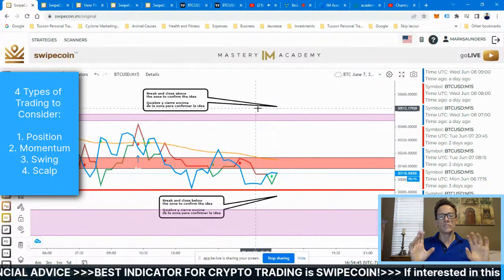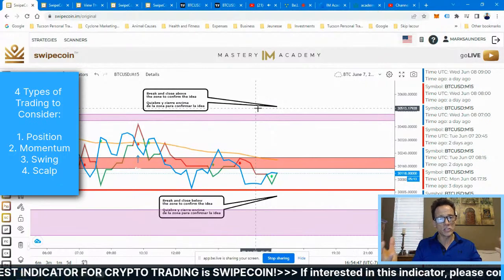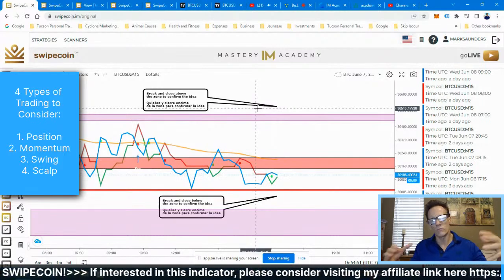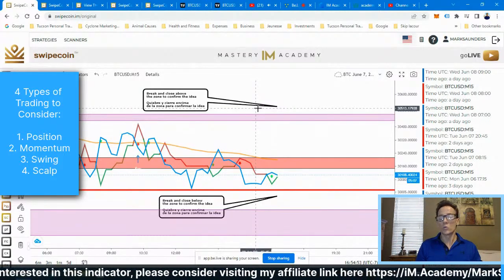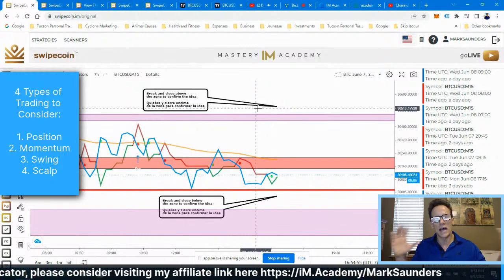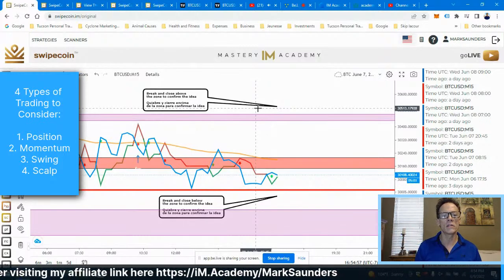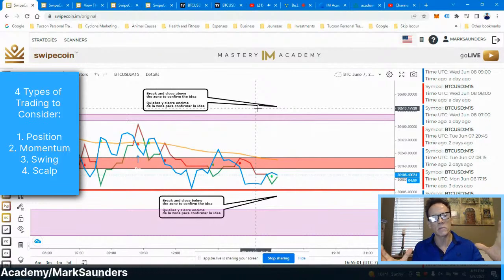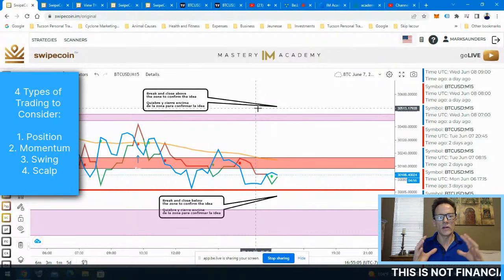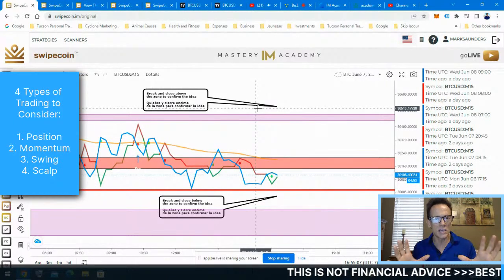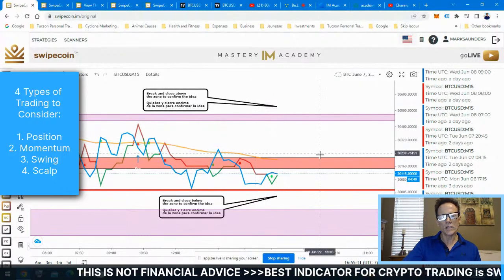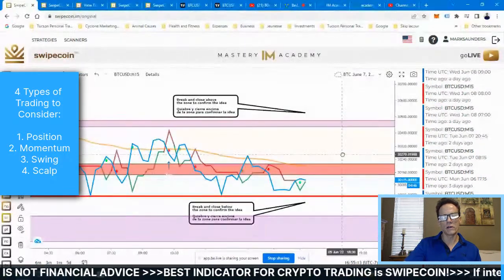Because remember, there are different types of trading. There's position trading, buying and holding; momentum trading, getting on a great new idea; swing trading, picking the highs and lows of the week or month. But this is scalp trading. This is minutes, could be a few hours. It's very short term, almost like day trading, but it's called scalp trading. So that's what it looks like right there.